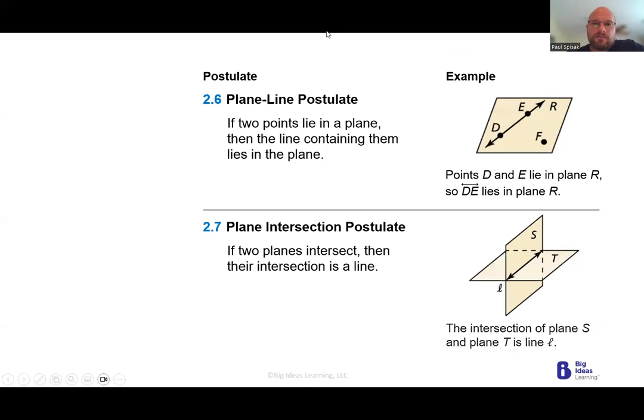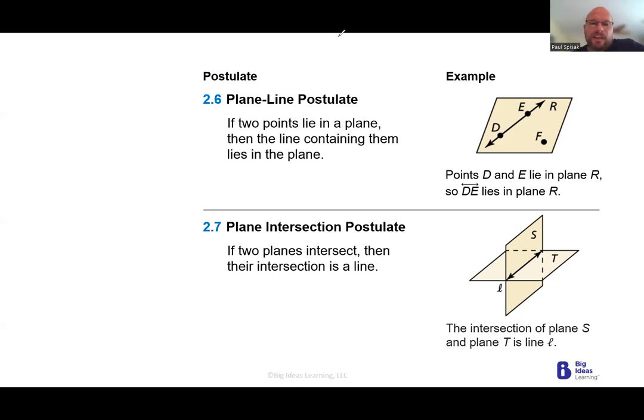Clear that. So on the next one, 2.6, plane line postulate. If 2 points lie in a plane, then the line containing them lies on a plane. So again, it's just an extension of that first 2-point postulate. So now if we had 2 points on a plane, then the line that they're on will be on that plane. So in the example, we have the points D, E, and F again on plane R. No matter which 2 points you pick, if you draw a line through any 2 points there, so they drew one through D and E, that line now has to be on that plane.